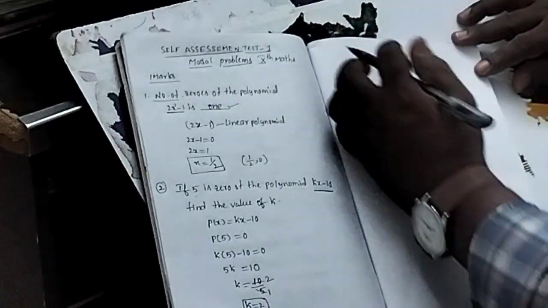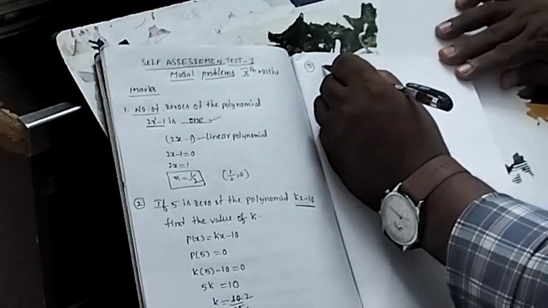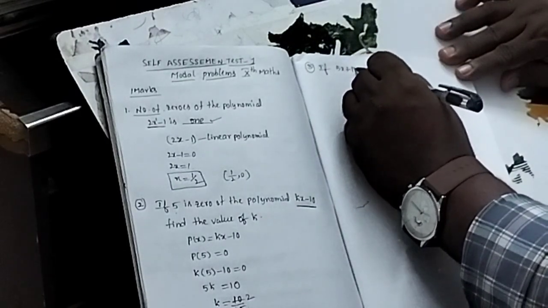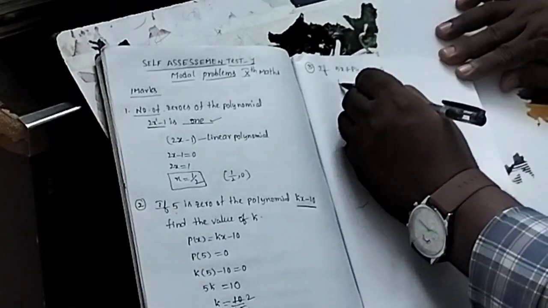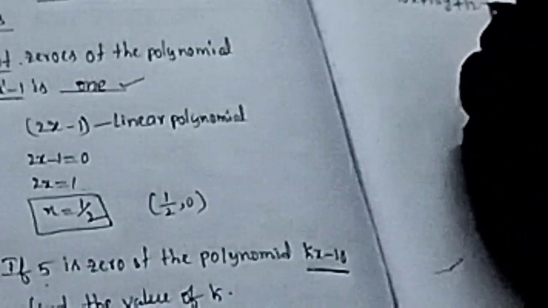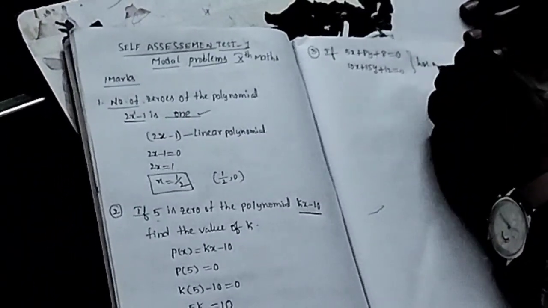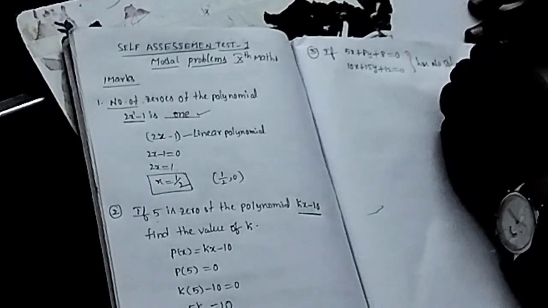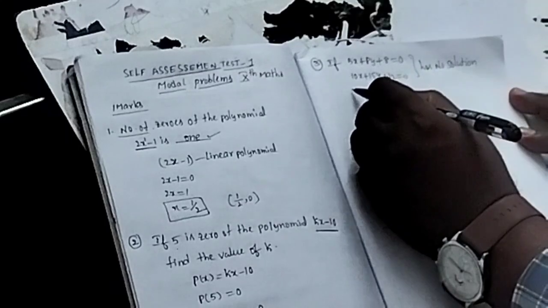Next, third question. If 5x plus py plus 8 equal to 0 and 10x plus 15y plus 12 equal to 0 has no solutions, find p.